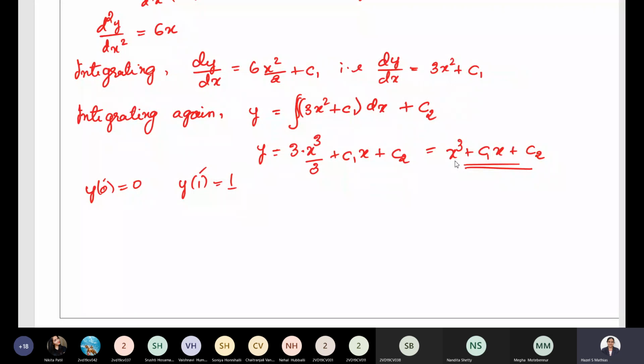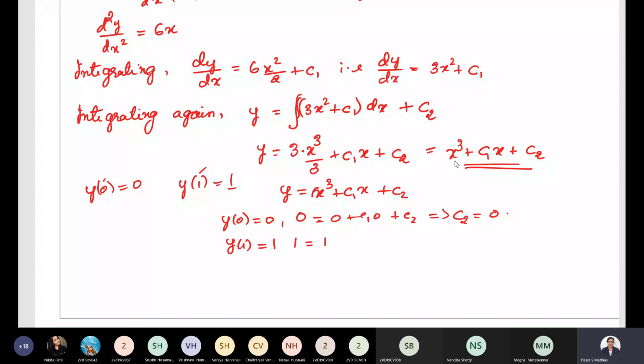So what happens when we substitute all these things in the given equation for y? Here you have y equal to x cube plus c1x plus c2. Now you put y of 0 equal to 0, that means when y is 0, x is also 0. 0 equals 0 plus c1 into 0 plus c2. So what do we get from this? c2 equal to 0.